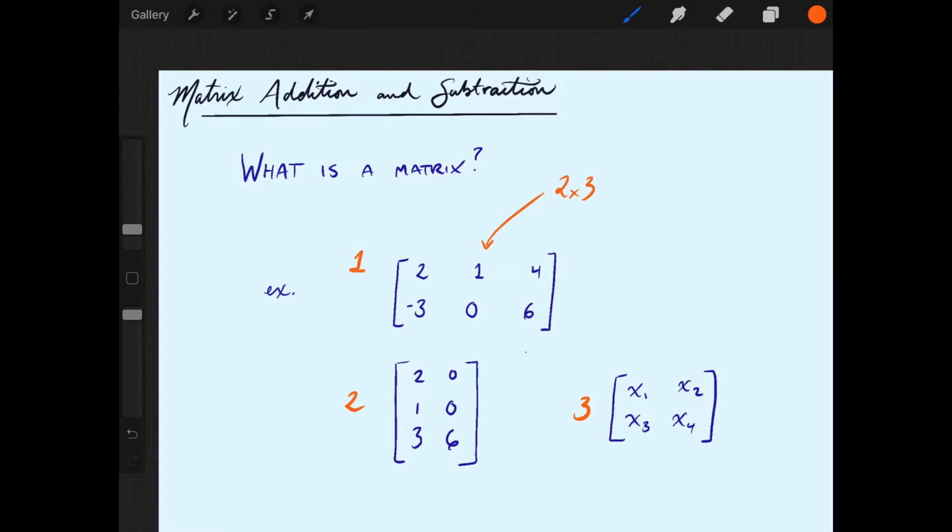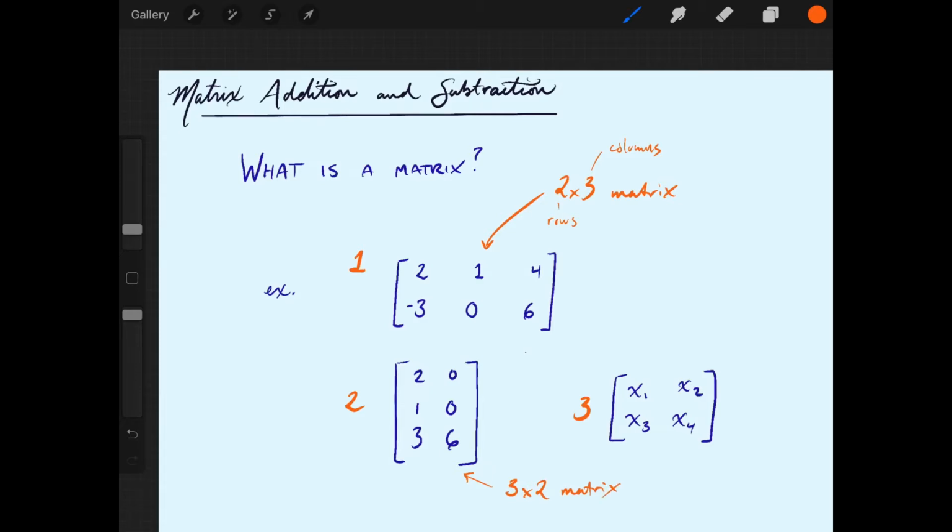Example number 1 is a 2 by 3 matrix. And what do I mean by 2 by 3? Well, 2 is the number of rows this matrix has, and 3 is the number of columns that it has. And so this is how we refer to matrices. We talk about them in terms of their size. Example 1 is a 2 by 3 matrix. Example 2 is different. Example 2 has 3 rows and 2 columns. So that would make example 2 a 3 by 2 matrix.